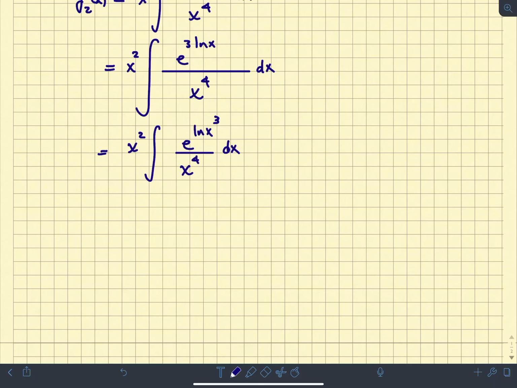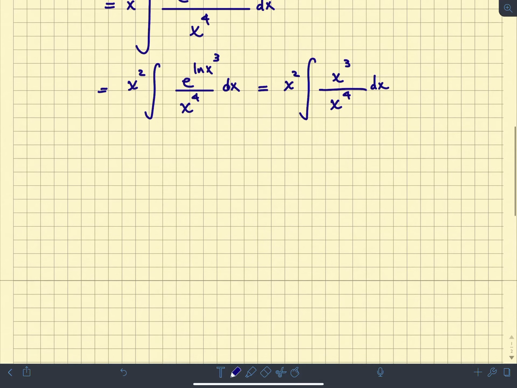Natural log and exponential functions are inverse operations, so they will be canceling each other out. So this will turn into x squared. The integral of e to the ln of x cubed will just be x cubed. Divide by x to the 4th dx. Now this becomes x squared. The integral of 1 over x dx, which becomes x squared natural log of x. And this becomes my second solution.